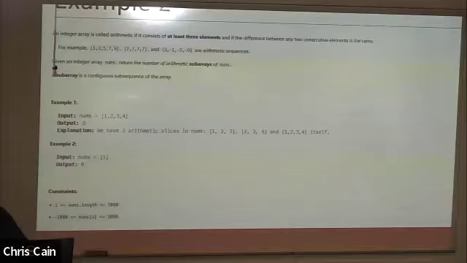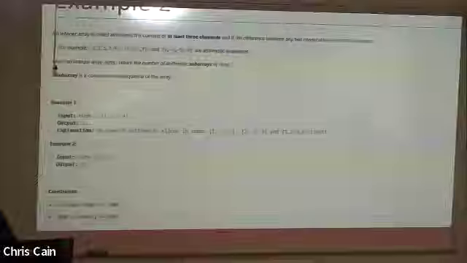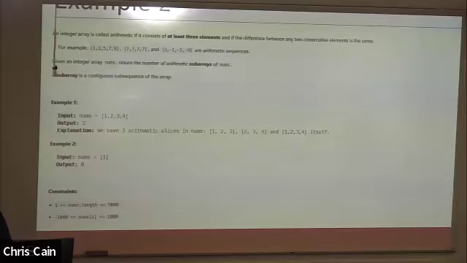Will the array we're passed always be an arithmetic array? Not necessarily. Example 2 shows us an example where the output would be 0. There are no arithmetic sequences in it, so it could be not long enough, or it could be long but have 0 arithmetic sequences in it.